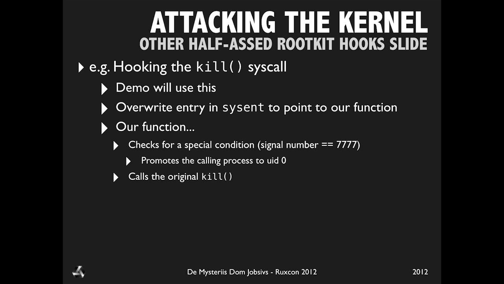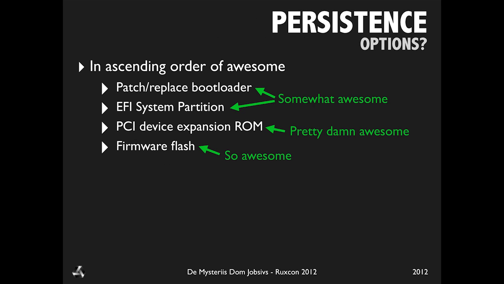Okay, so onto persistence. There are a few ways of persisting an EFI rootkit on a Mac. In ascending order of awesome, we've got patching and replacing the bootloader. The reason that's not particularly awesome is because it's on disk, so if we're on disk, we might as well just patch the kernel or whatever. Following that, we've got the EFI system partition, which is slightly more awesome because we can do a couple of cool things with it. Then we've got PCI device expansion ROMs, which is pretty sweet because we can persist across reboots and even across disk reinstalls. And the firmware flash is obviously the ultimate goal, because then we're alongside all of Apple's stuff and we can do whatever we want.